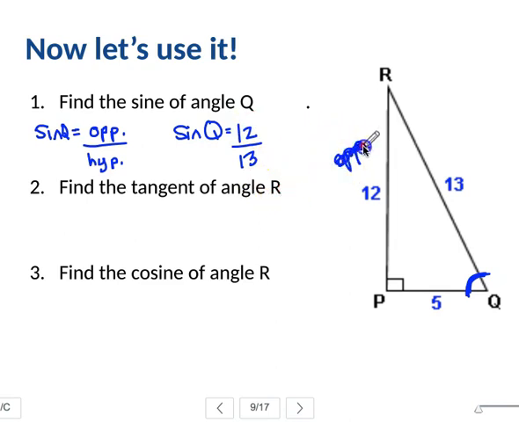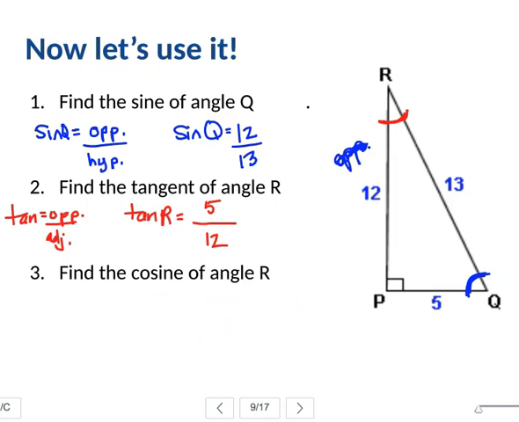I'm going to scribble this out, and now we need to find the tangent of angle R. So angle R is right here, and what is tangent? Remember, tangent is opposite over adjacent, TOA. So if we want to find the tangent of R, which side is opposite of R? 5. And then which side is the adjacent? Remember, 13 cannot be adjacent because 13 is the hypotenuse. So that leaves side RP as the adjacent side, which is 12.